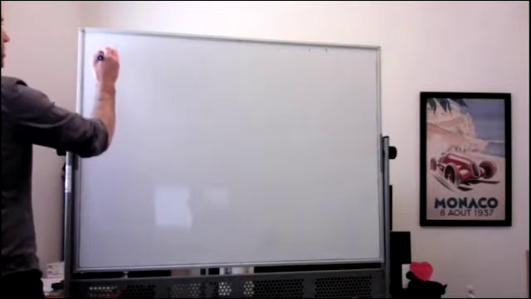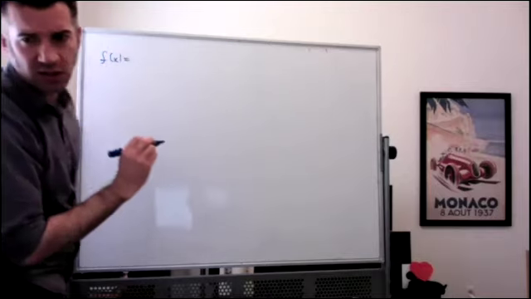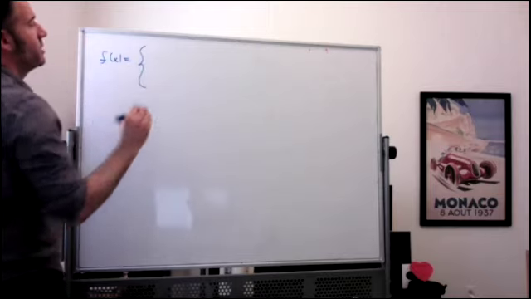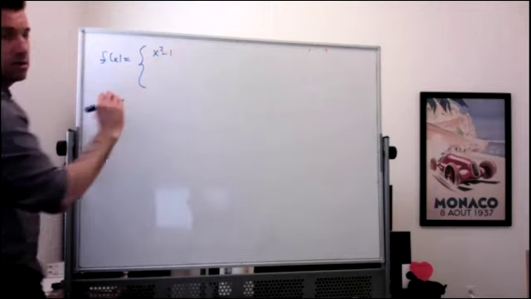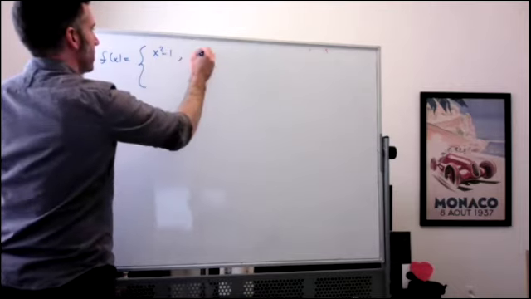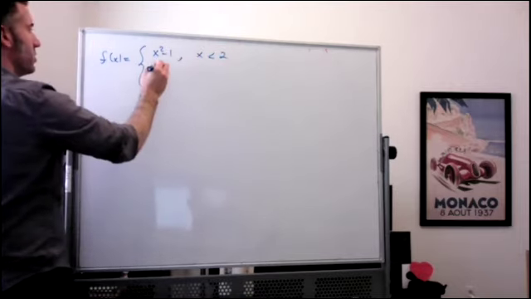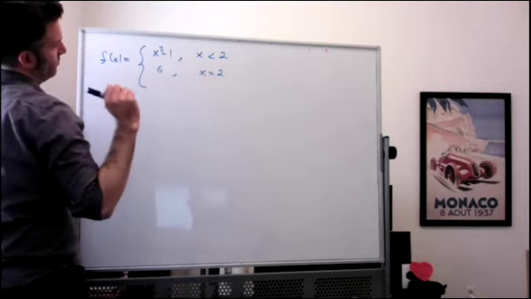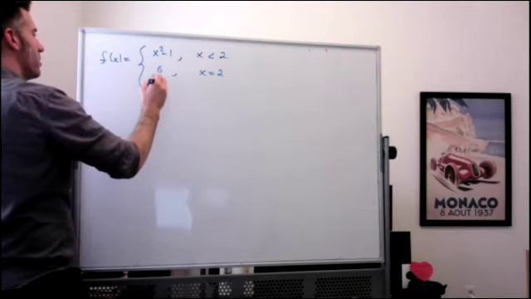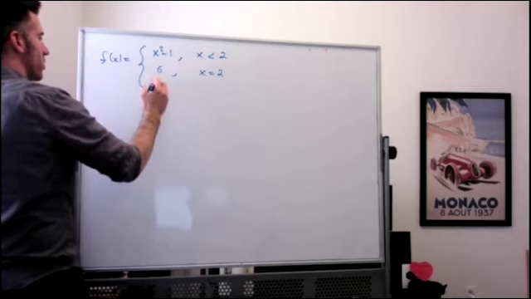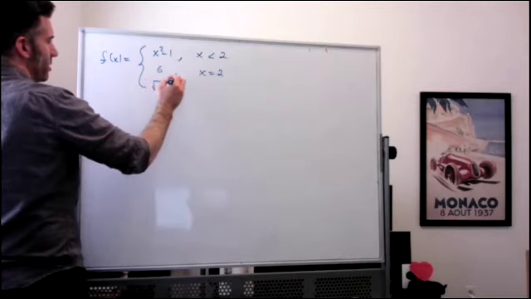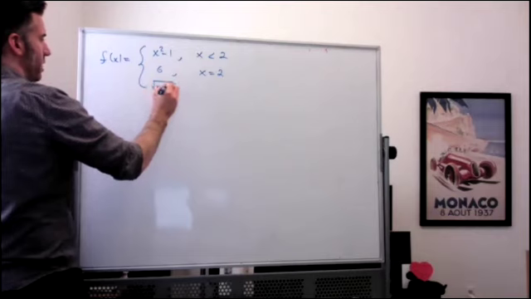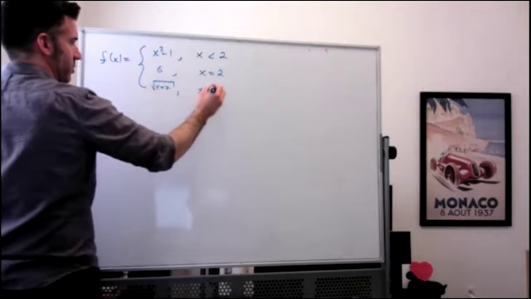Let's look at f of x equal to, I think I'm going to change this one just a tiny bit. Let's say it's x squared minus 1 when x is less than 2, is equal to 6 when x is equal to 2, and is equal to, what do I want here? The square root of x plus 7 when x is greater than 2.